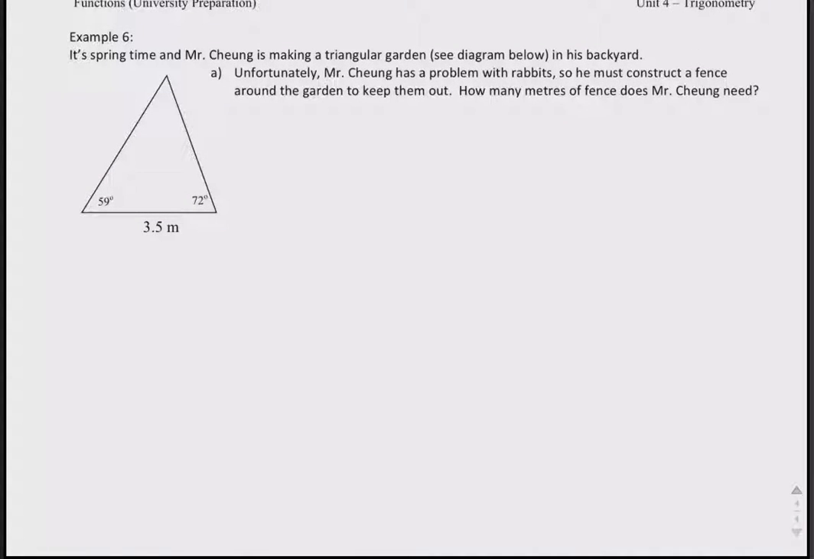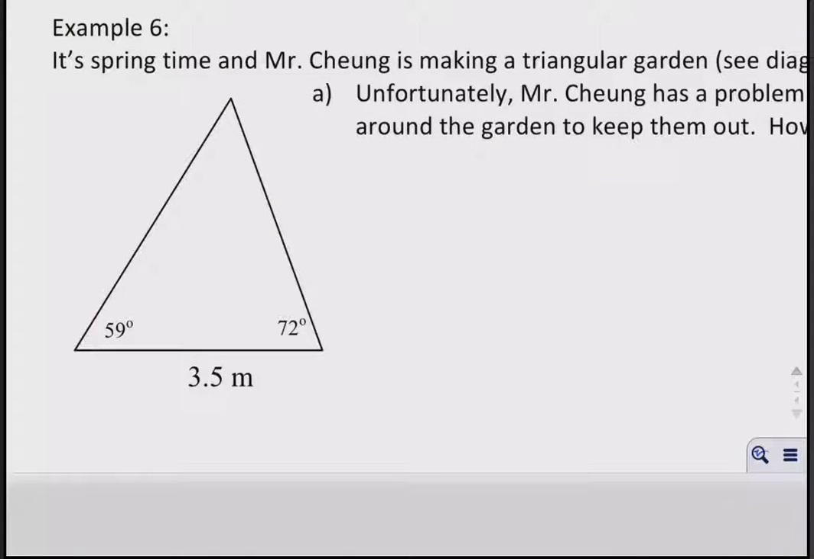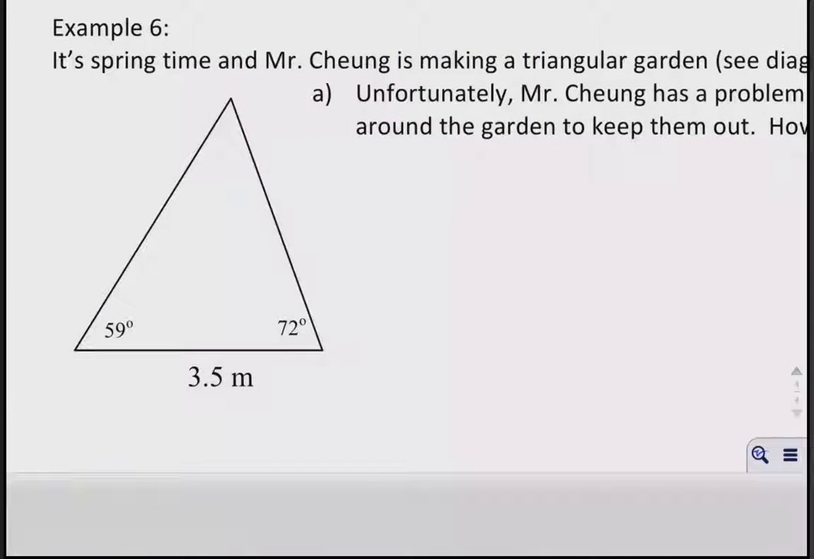Finally, we're at example number 6. We're looking at Mr. Chung, and he's making a triangular garden, as indicated below by the diagram, in his backyard. However, he needs to construct a fence around the garden to keep the rabbits out. So how much fencing does he need? Well, this is a question where we're looking for a perimeter. So we're finding this red is the perimeter of our triangular garden.